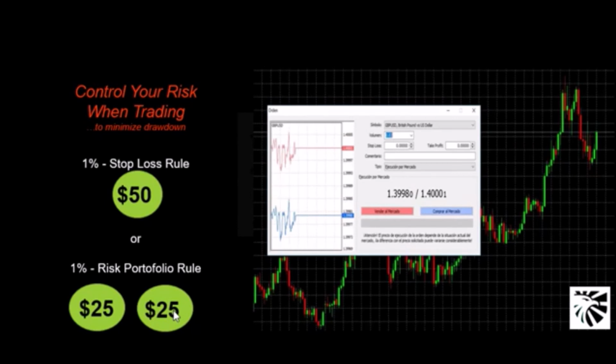Now, with this kind of concept of risk portfolio rules, splitting your risks, in other words, people say, don't put your eggs in one basket. If you split your risks, then you will be in a better position to be in profit, because you will have the opportunity to break even or even make more profit. So when you control your risks in trading, you will always minimize your drawdown and maximize your profit.